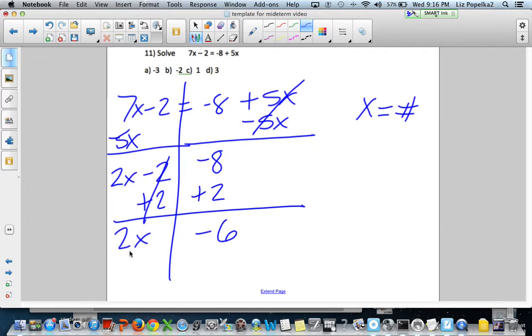What's the opposite of multiplying? Of course, it's to divide. So if I divide by 2, that'll cancel and leave me with an x. I divided that side by 2, so I'm going to divide that side by 2. X is equal to negative 3. I should have picked A.